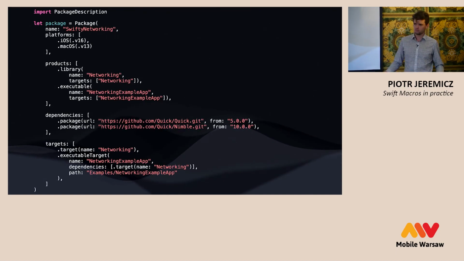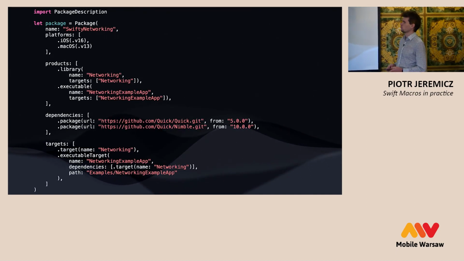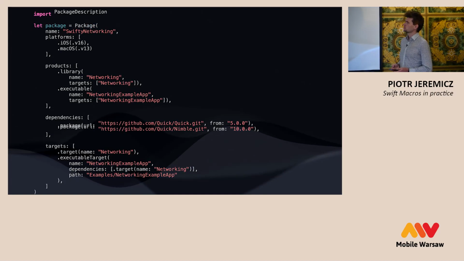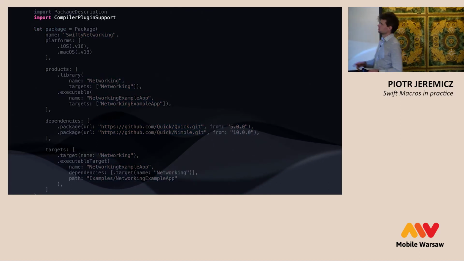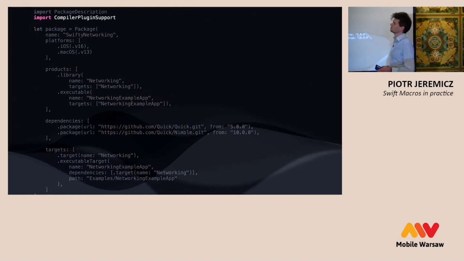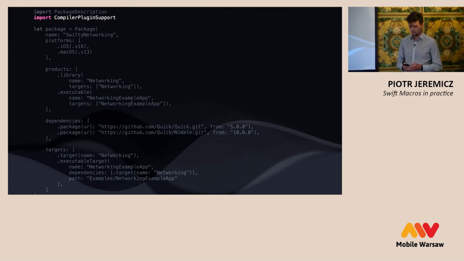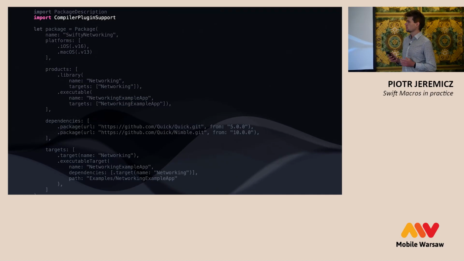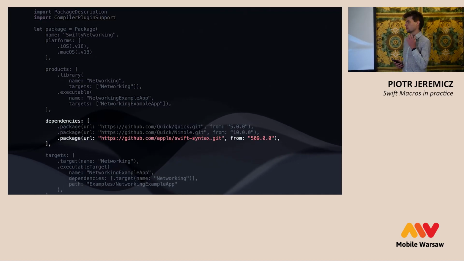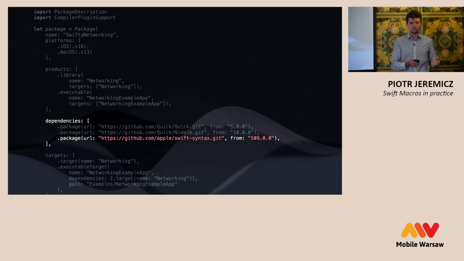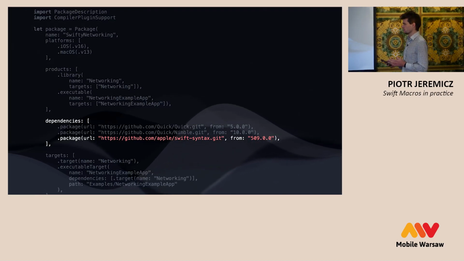So I have my Package.swift. The first thing that I should do is here, it's hard to see, but it's importing the compiler plugin support. This is the first step. For the second step, I would like to import a dependency that is Swift Syntax. I will tell a little bit more about Swift Syntax later.